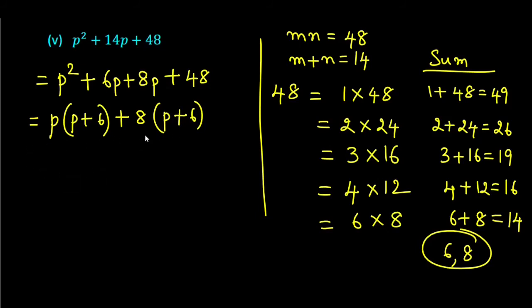In these two units, p plus 6 is a common factor. So this can be written as p plus 6 into, we remain with p here and 8 here. So p plus 8. We obtained p plus 6 into p plus 8.